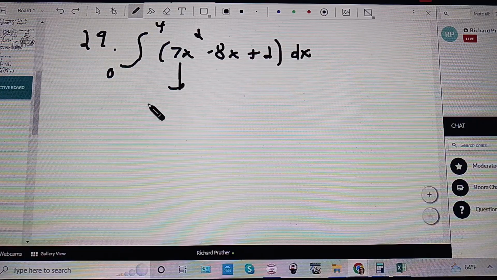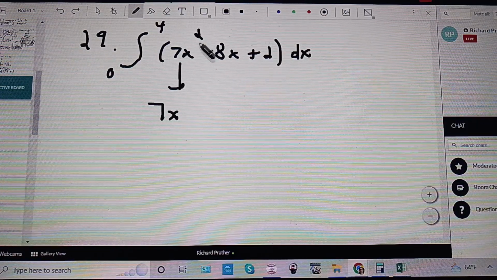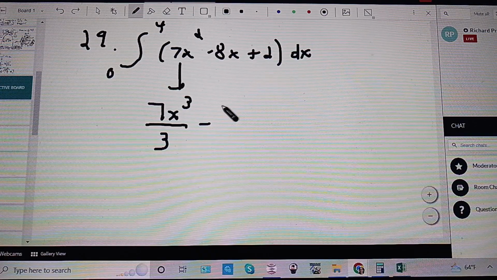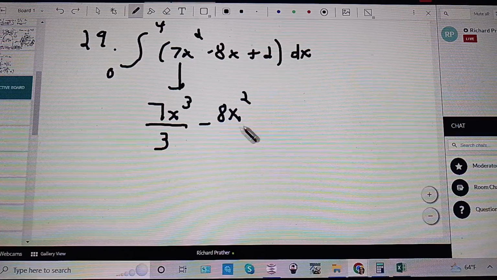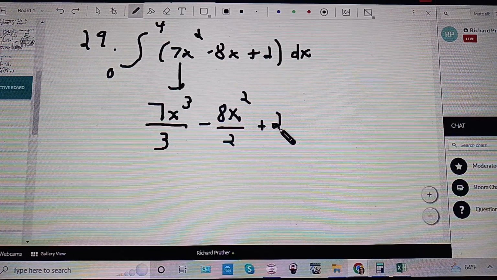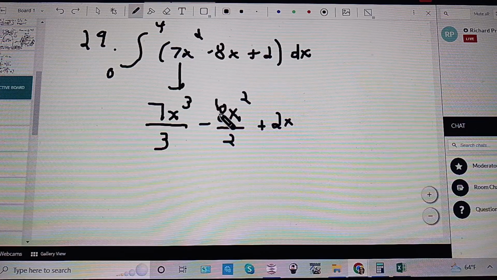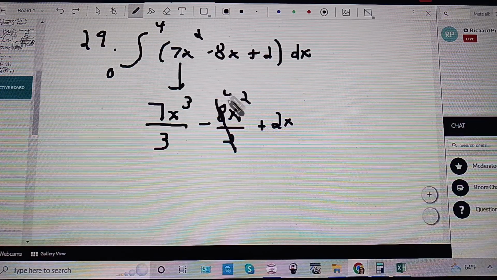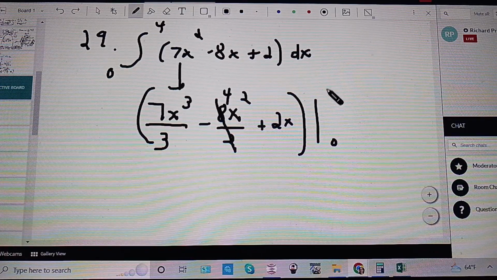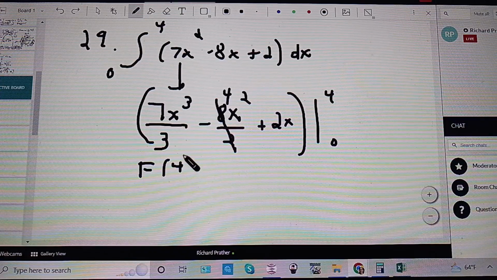So the antiderivative of this would be 7x, increase the exponent by 1, and divide by that same exponent. Minus 8x, increase the exponent by 1, divide by that new exponent, and 2 becomes 2x. And this can reduce to 4. And evaluate it from 0 to 4. Big F of 4 minus big F of 0.